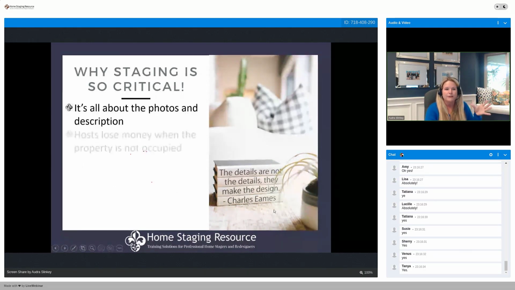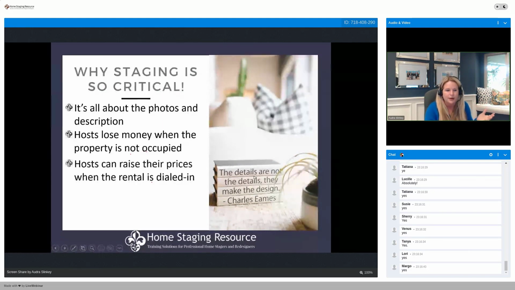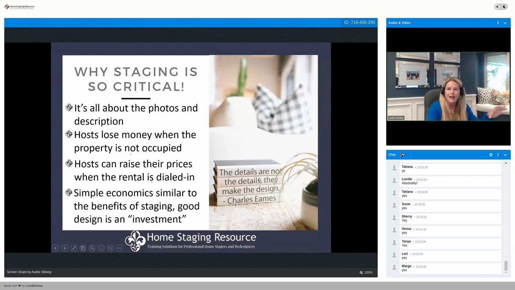So it is all about the photos and the description using those keywords. Hosts, obviously, lose money when that property is not occupied. They can raise their prices when that rental is dialed in because I've already talked to you about that generation. And that's why I had to mention that this is what they're looking for. They're not just looking for four walls, a ceiling and a roof. They're looking for something special. So it is kind of simple economics.